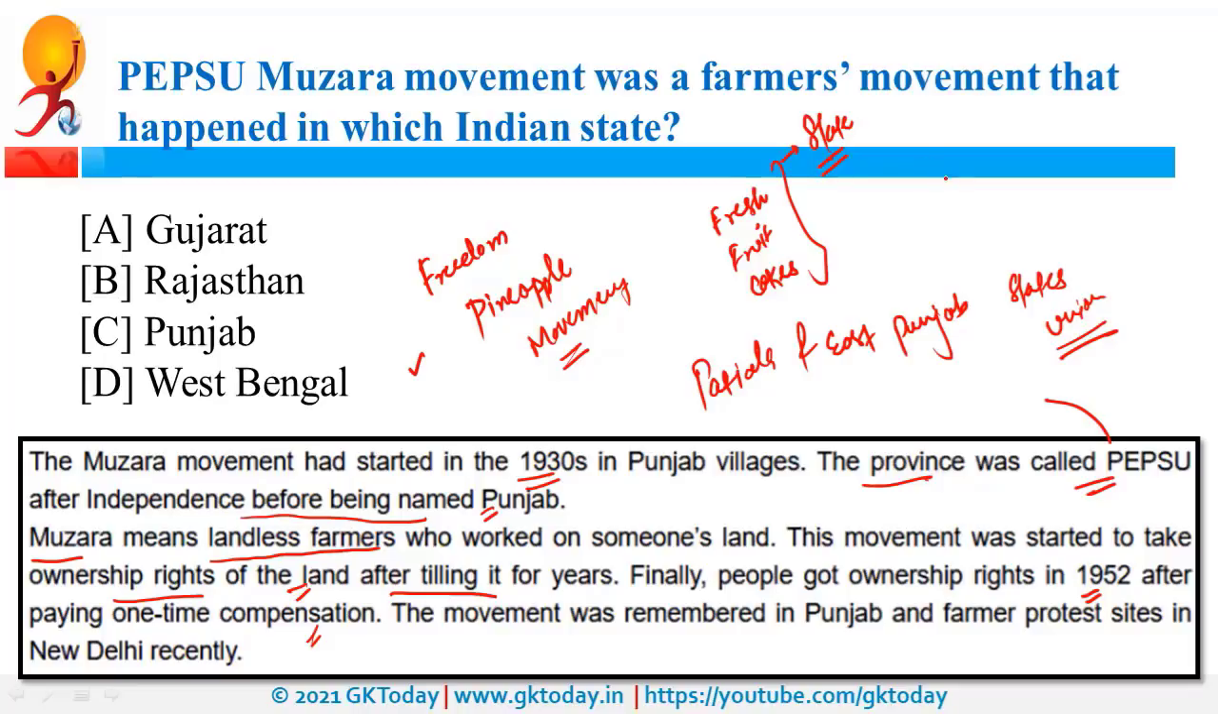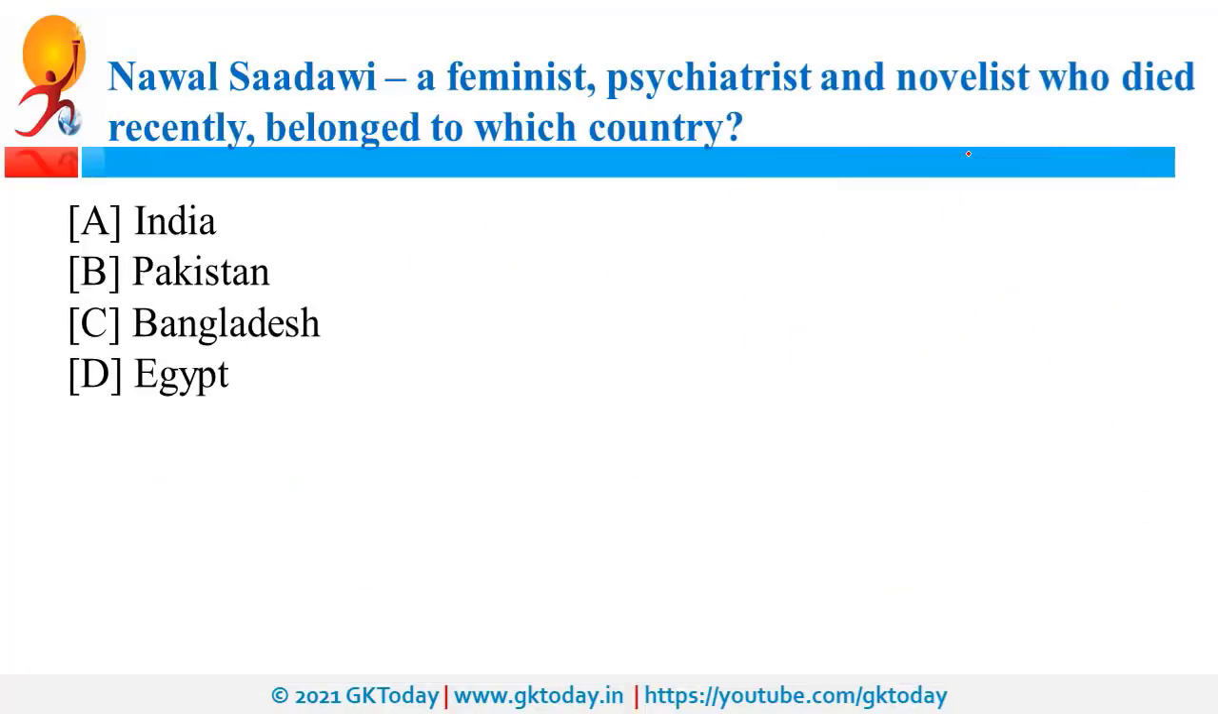The third movement which was in news recently is the 5-2's revolution. So this is your third question. Which country, or let me make it simple, which India's neighbor was in news because of this 5-2's revolution?